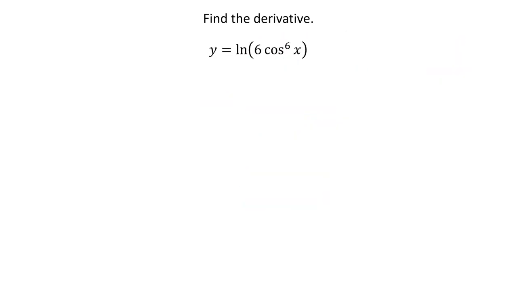Let's do one more. Here we need to find the derivative of y equals ln of 6 cosine to the 6th power of x. In this example, our f of x is 6 cosine to the 6th power of x. And the derivative of this function, y prime, is equal to f prime of x over f of x. We're going to need the derivative of 6 cosine to the 6th power of x. To get that, we're going to have to use the chain rule.